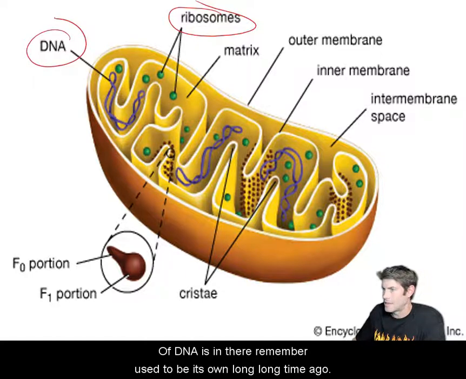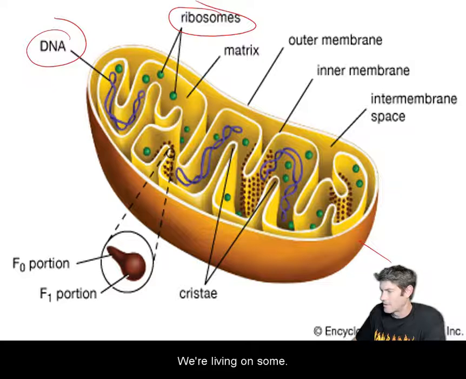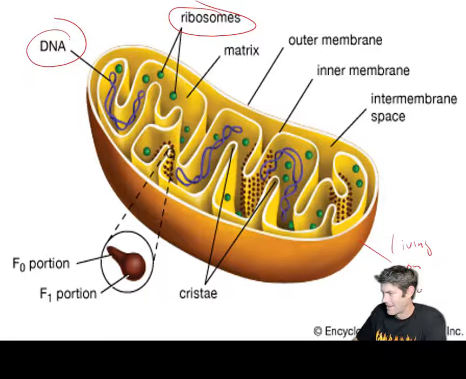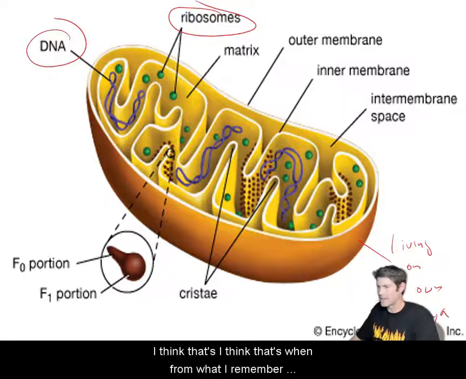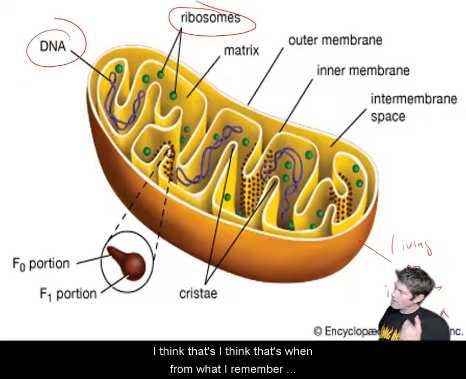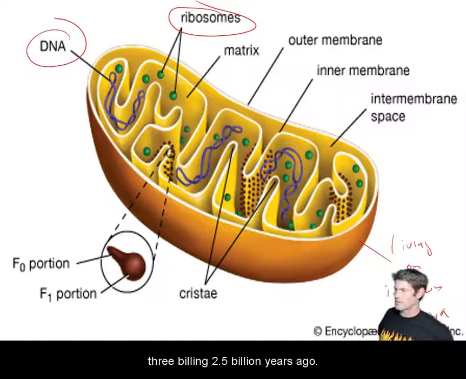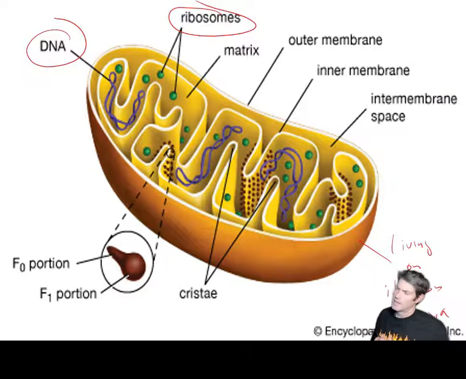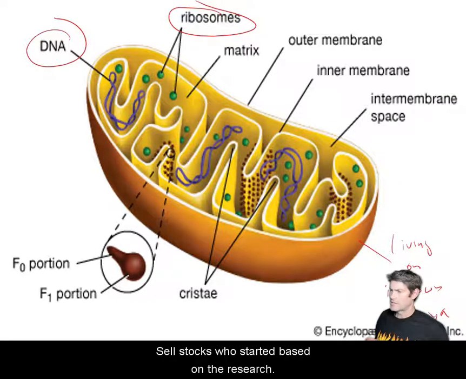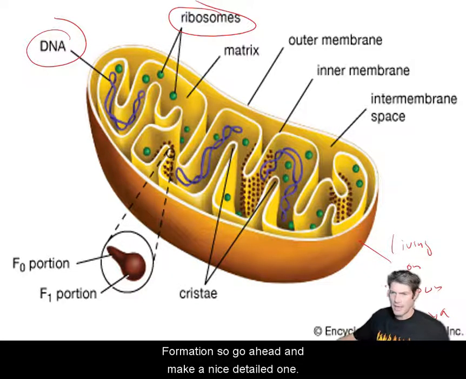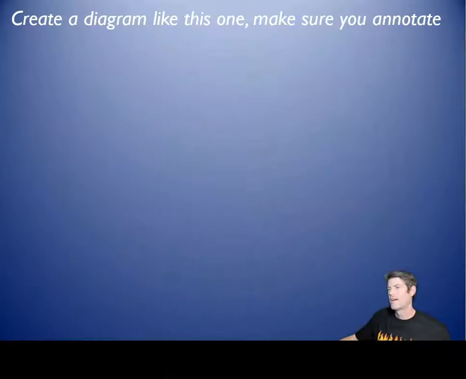Little DNA's in there. Remember, it used to be its own cell a long, long time ago. It was living on its own, maybe 3 billion years ago. I think that's when, from what I remember, 3 billion, 2.5 billion years ago, the eukaryotic cell is thought to have started based on the research information. So go ahead and make a nice detailed one on this last slide.